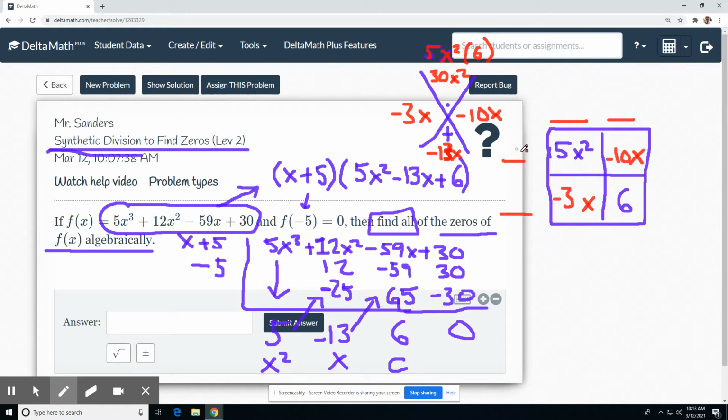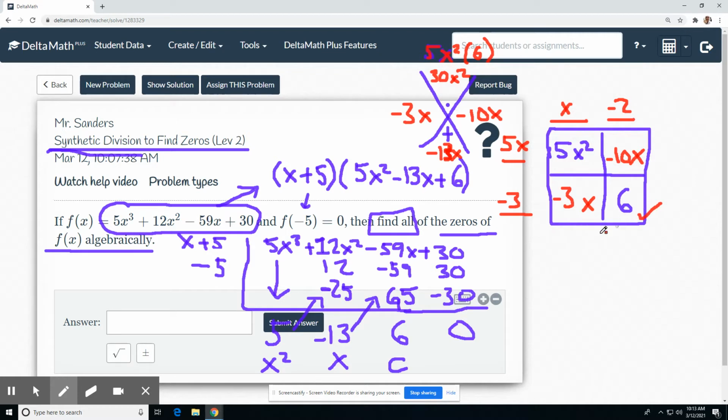I always like starting right here at this spot. So what does 5x squared and negative 10x have in common? They both have a 5x in common, and then everything else unfolds. 5x times what is 5x squared? 5x times x. X times what is negative 3x? Negative 3. 5x times what is negative 10x? Negative 2. And then confirm, does negative 2 times negative 3 make positive 6?